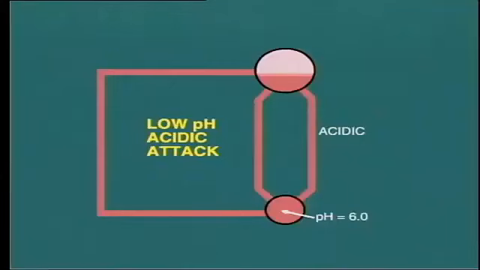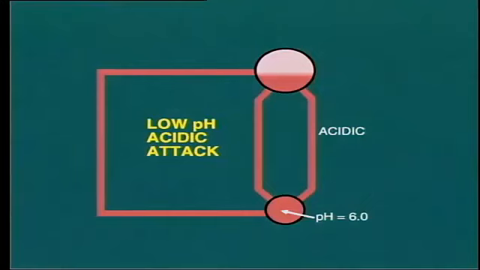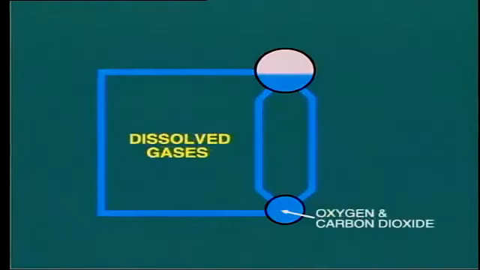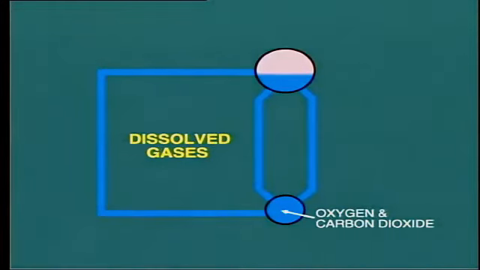Well, there are basically 3 independent causes of corrosion. They are acid attack, which occurs when the boiler water is in an acidic condition, that is, low pH. Caustic attack, which occurs when the alkalinity of the boiler water is too high, the pH level above about 10.5. And the presence of dissolved gases such as oxygen and carbon dioxide in the boiler water.